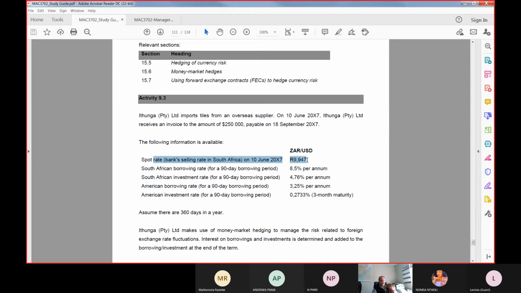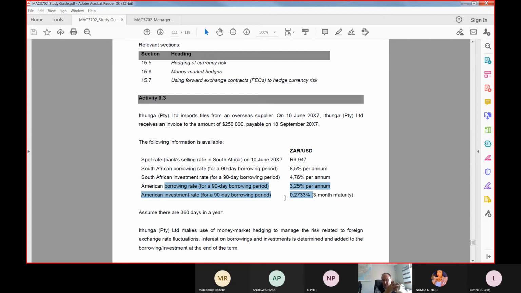The spot rate is 9 Rand 47 to the US dollar. That might have been a very long time ago. I would say 2007 rather than 2017. The South African borrowing rate for a 90-day period is 8.5%. Take into consideration it is 360 days. South African investment rate is 4.76, to invest money. American is 3.3 to borrow, 0.72 to deposit. Okay, so here you can do hedging.